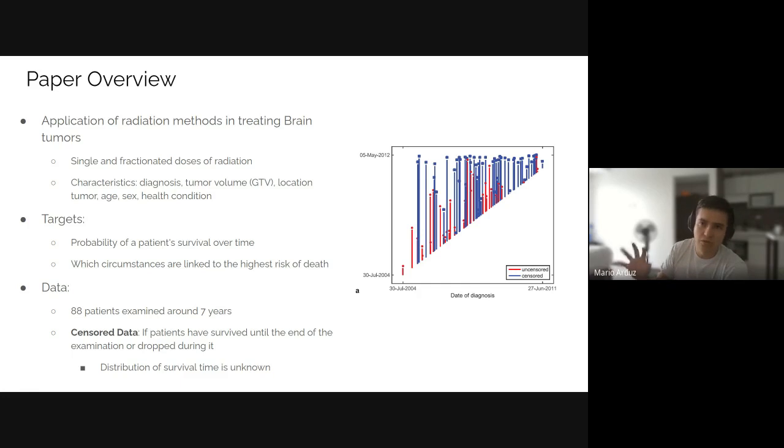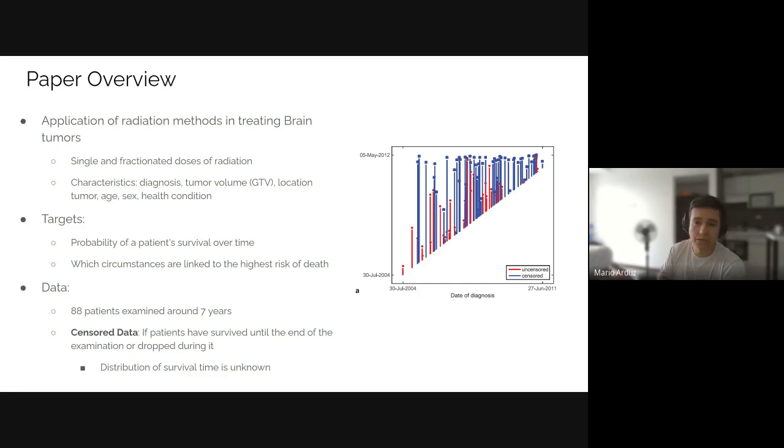They are going to try to estimate, for one, the probability of a patient's survival over time. So it would be: what would be the probability for a patient to be alive in the next year, in the next 2 years. And they are also going to try to relate these probabilities in a way that they can explain them with some of the characteristics of the patients and of the tumors.